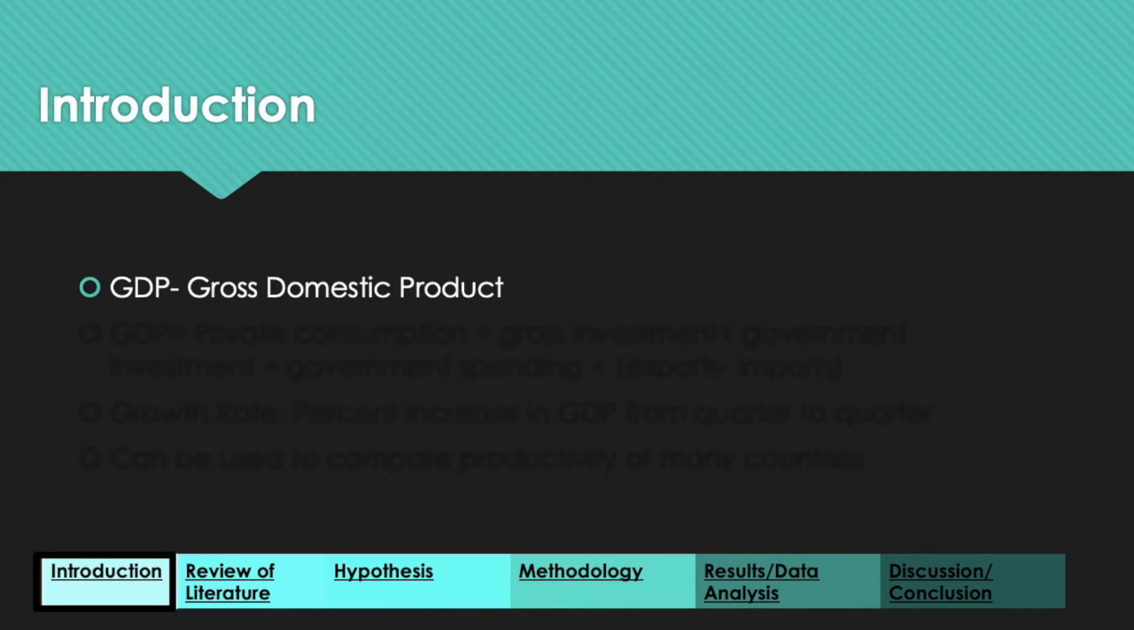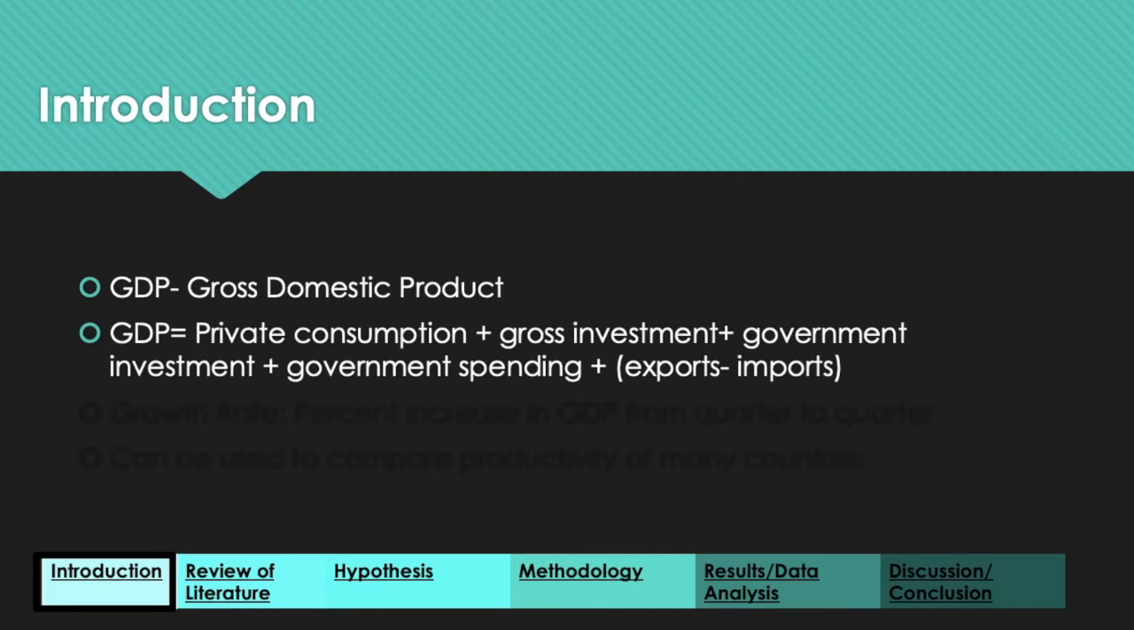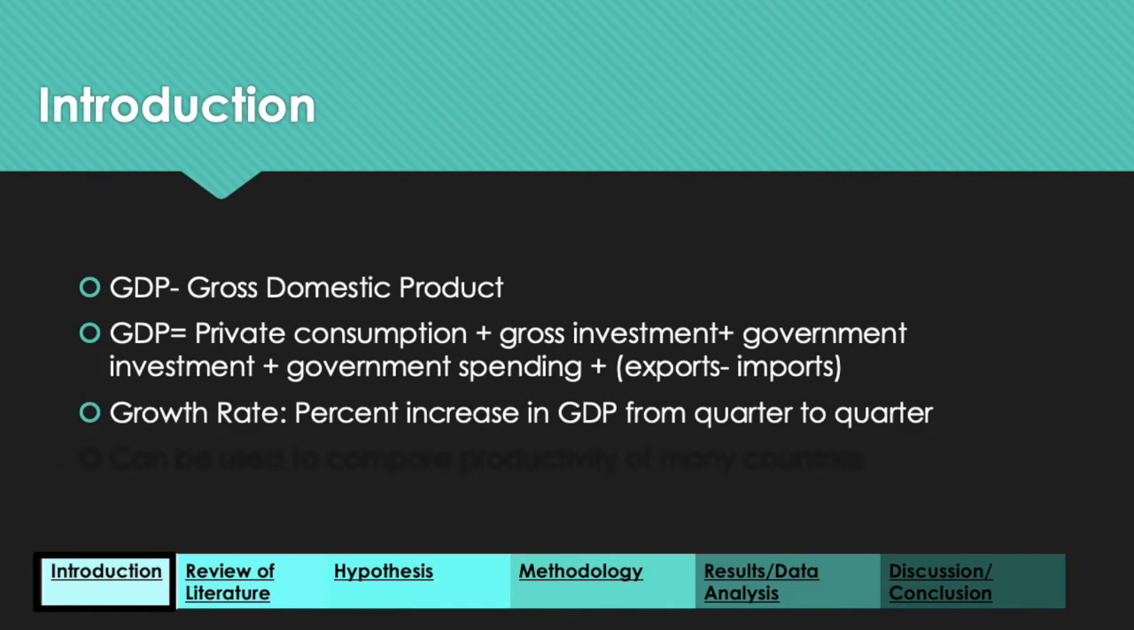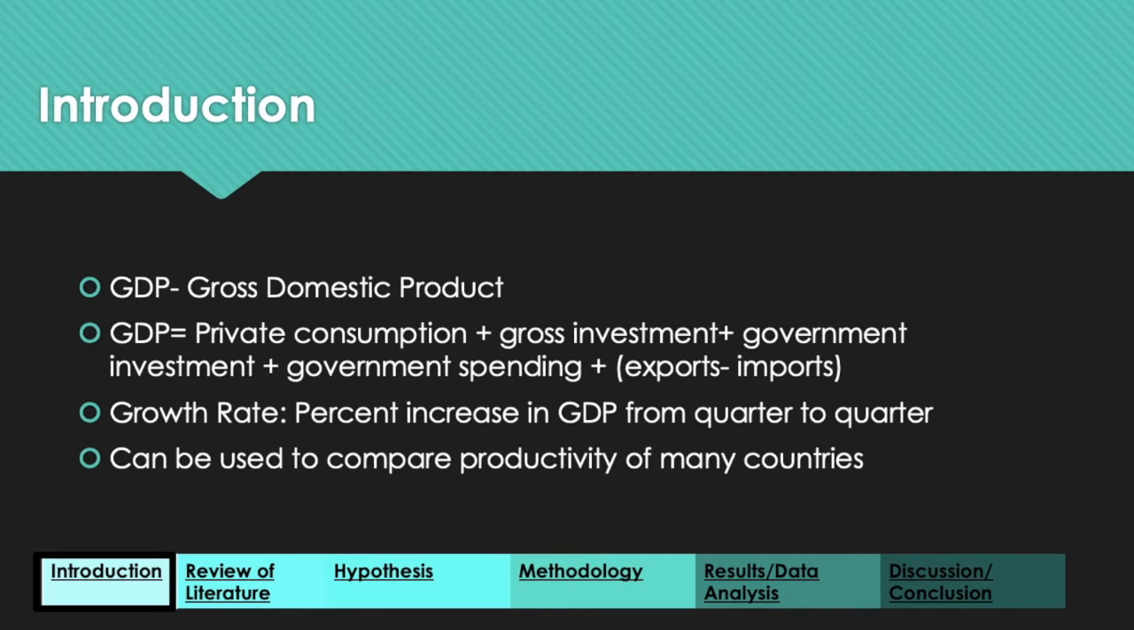GDP is the gross domestic product, the total value of goods produced and services provided in a country for 1 year. The equation for measuring GDP is shown above. GDP can be used as an indicator of the economic health of a country. For example, a recession is measured in 2 periods of negative GDP growth. Growth rate is the percent increase in GDP from quarter to quarter.